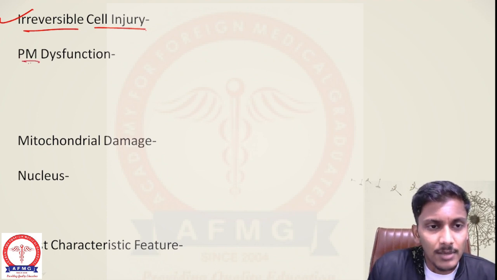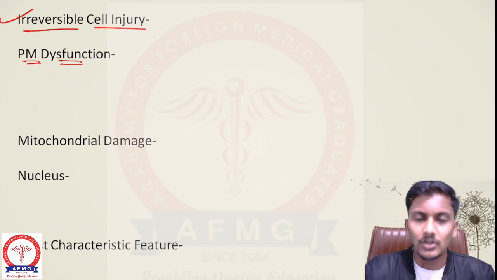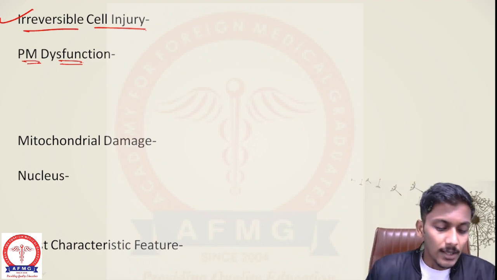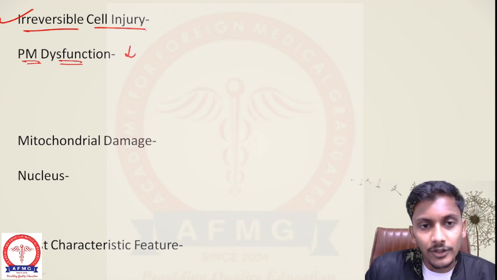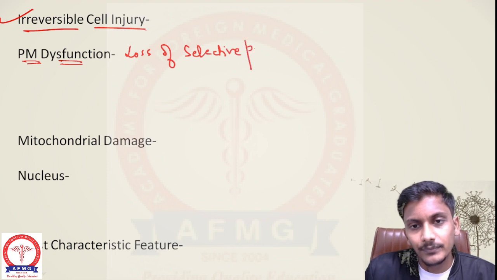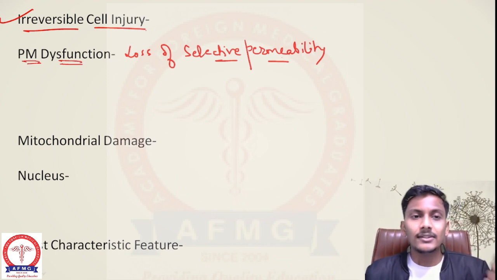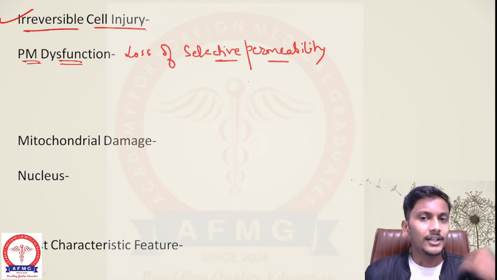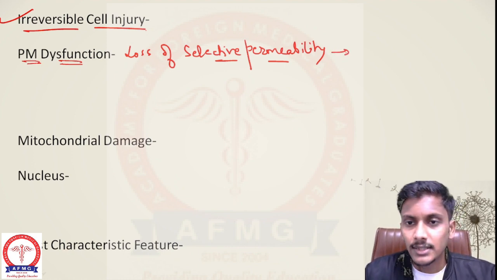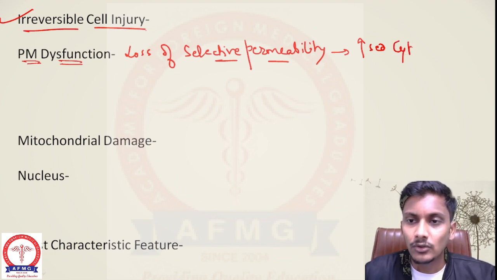First of all, there is plasma membrane dysfunction, and we have already discussed this. As there is plasma membrane dysfunction, the sodium potassium ATPase pump is gone, therefore there is cellular swelling. But now there would also be a loss of selective permeability. As we all know, the plasma membrane is selectively permeable. It allows some substances, it refuses some substances, but as soon as there is dysfunction, it loses its selective permeability, which causes increased influx of calcium inside the cell, and there would be increased cytosolic calcium.